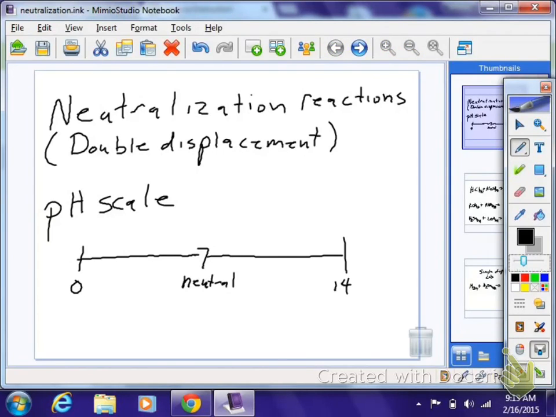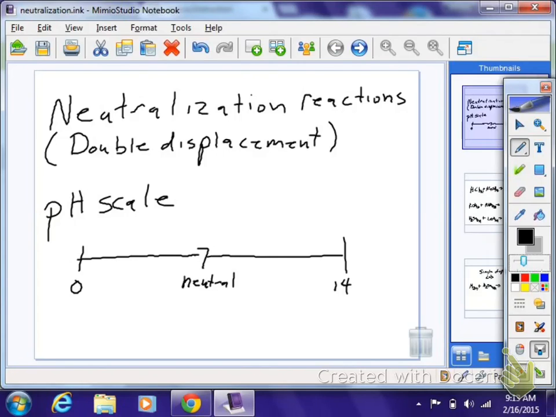Alright, we're going to talk about neutralization reactions. And if something's neutral, when we look at the pH scale, and I'm just introducing the pH scale to kind of show you acids and bases and what they are.